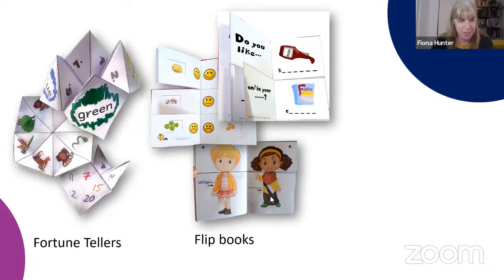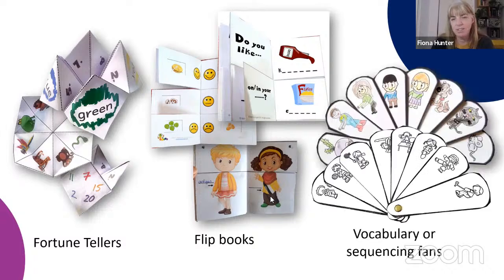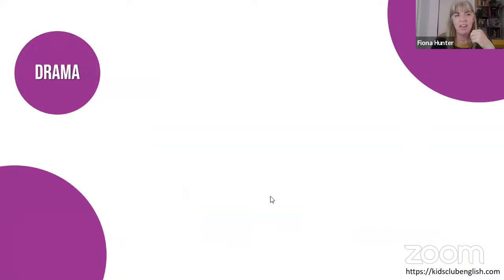There's another one about foods, likes and dislikes. And there's one there with clothes. Okay, and then there's vocabulary sequencing fans. So I've got an example here I can show you as well. With these there are a lot of more obvious things they can do with them afterwards. It's something tangible they can do something with that I think helps encourage that bigger language use.